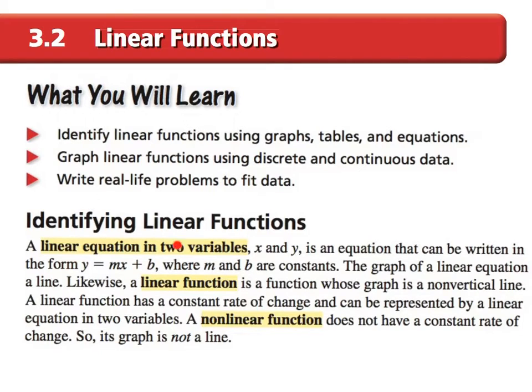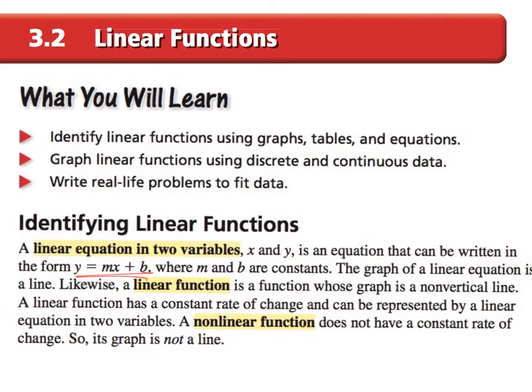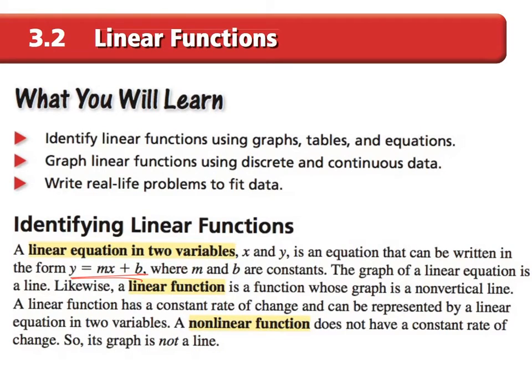A linear function in two variables, x and y, is an equation that can be written in the form y equals mx plus b. Now, what kind of form is that? This is a review from last year. Y equals mx plus b, slope-intercept form, where m and b are constants. The graph of the linear equation is a line. Likewise, a linear function is a function whose graph is a non-vertical line. That's important. It's a non-vertical line.